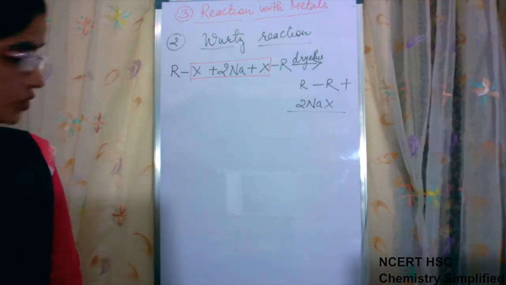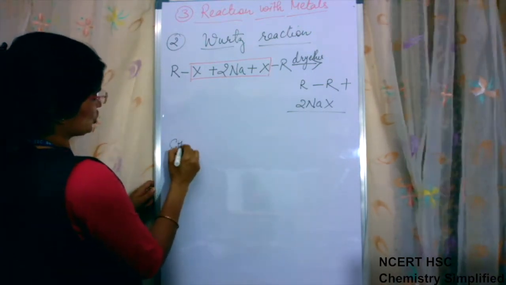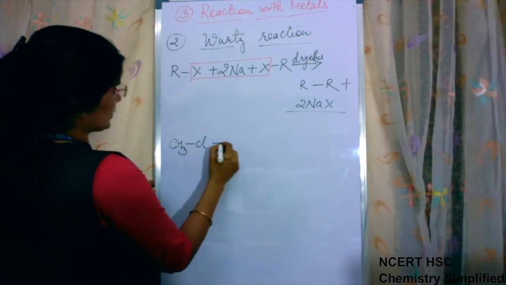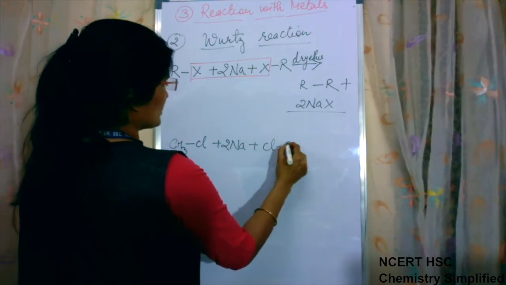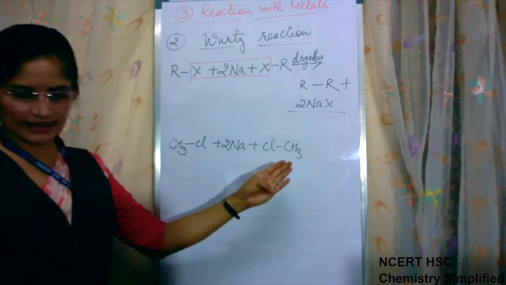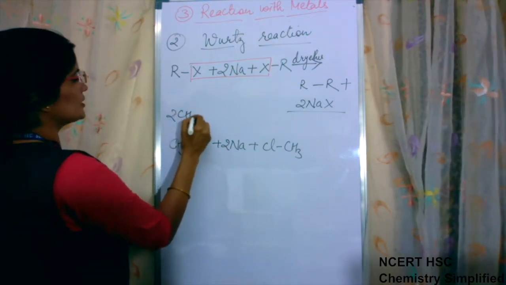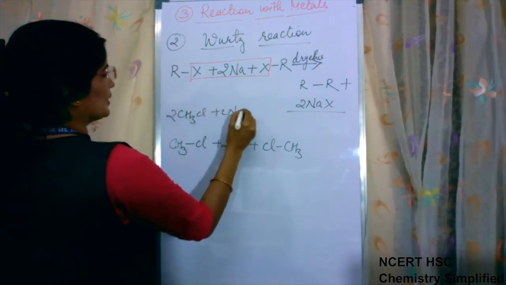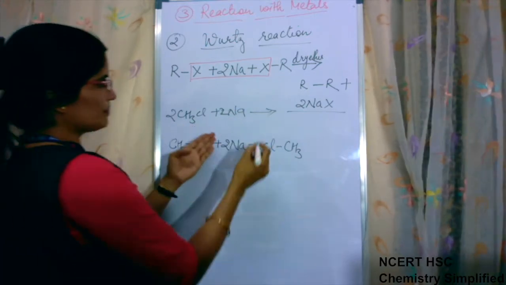Okay. So, let us write. Suppose I am taking here CH3Cl plus 2Na plus Cl and CH3. It's not necessary to write like this. If you want, simply you can write 2CH3Cl plus 2Na. Just to explain, I am writing it like this.